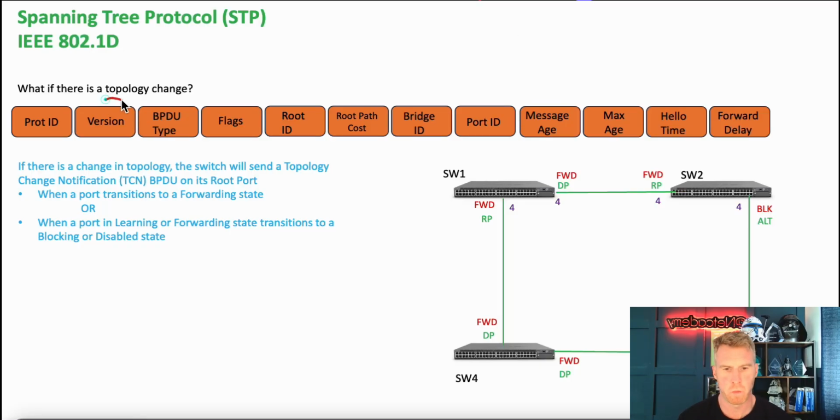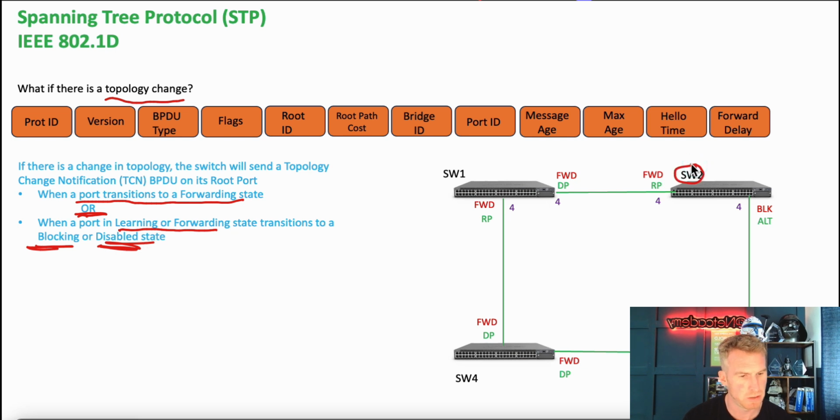So let's now talk about when there is a topology change. And there is a question, what dictates, what is meant in the spanning tree protocol world as a topology change? And that's why I've done this. So when a port transitions to a forwarding state, so it goes from blocking to listening to learning to forwarding, or, big word, or when a port in the learning and forwarding state transitions back to the blocking or disabled state, that is a topology change.